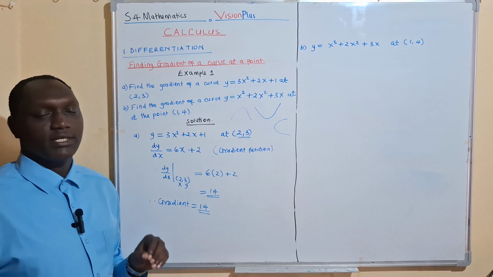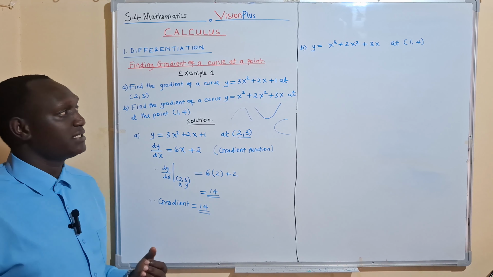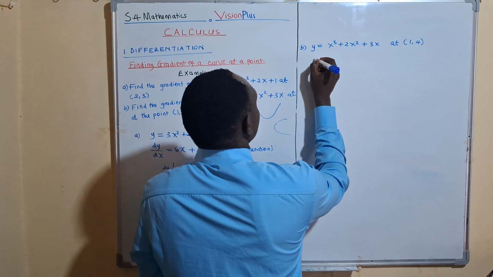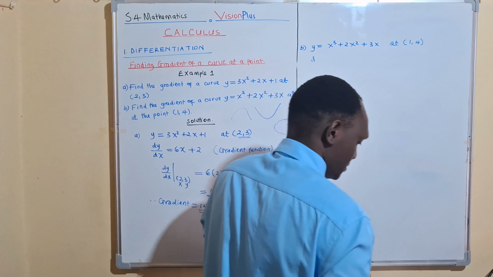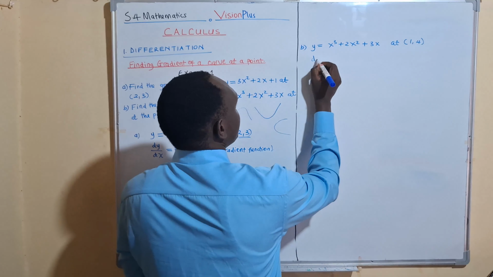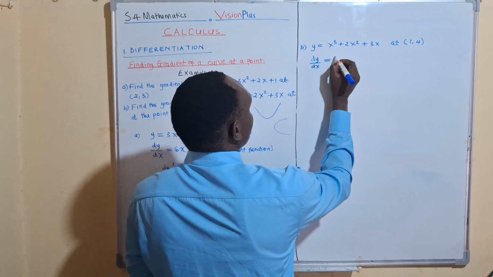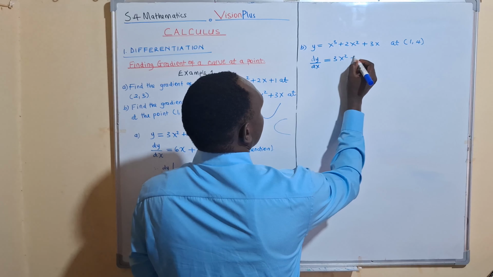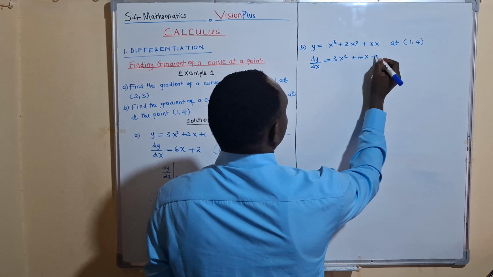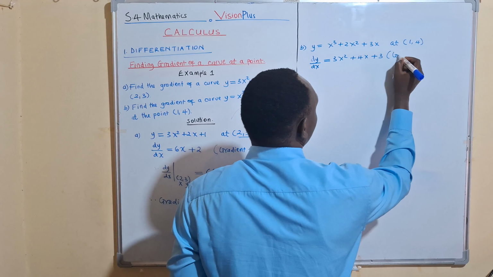So what do we do? We need to get the gradient function such that it defines for us what the gradient of the curve would be at any point on the curve. So we differentiate. We say dy/dx. That gives us dy/dx equals, when we differentiate x cubed, we get 3x squared, plus, when we differentiate 2x squared, it gives us 4x, plus, when we differentiate 3x, it gives us 3. So this is the gradient function.